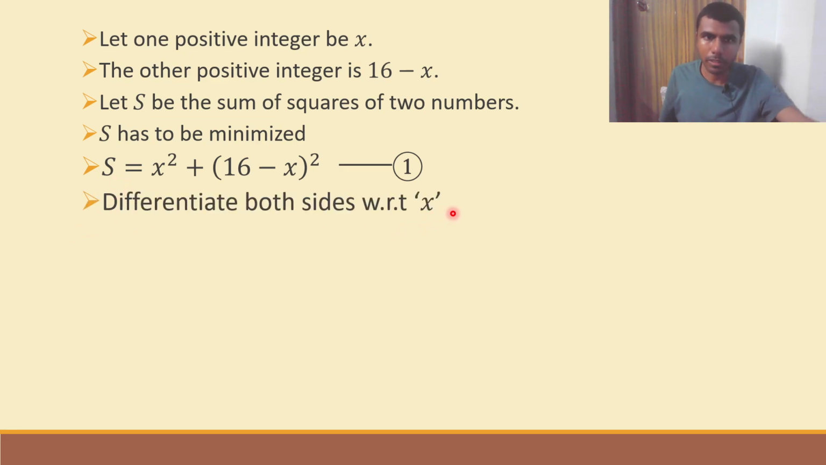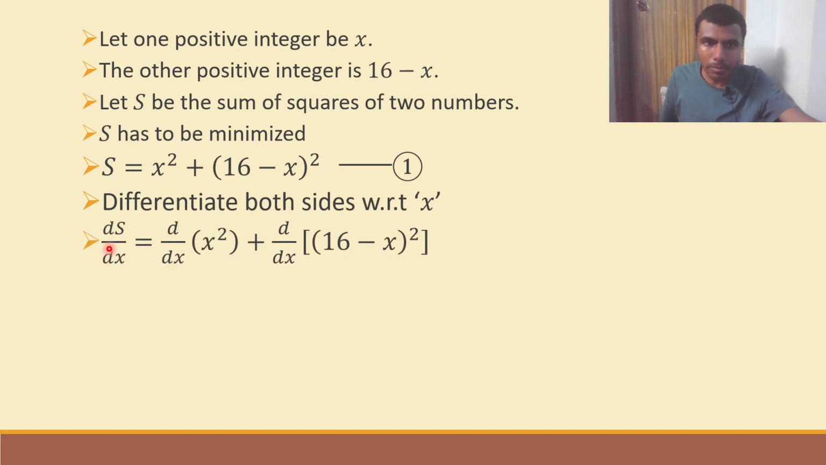Differentiate both sides with respect to x, so that we'll get ds by dx. Now ds by dx is nothing but, listen to me carefully, this step is important, derivative of x square plus derivative of (16 minus x) whole square. Now listen carefully. Derivative of x square is what? Pretty simple. It is 2x.